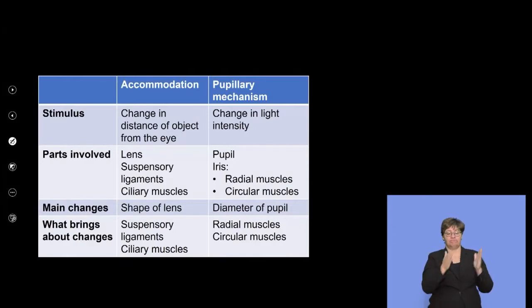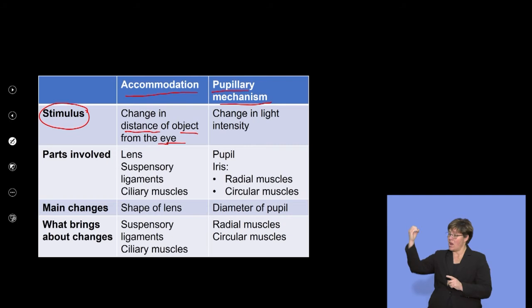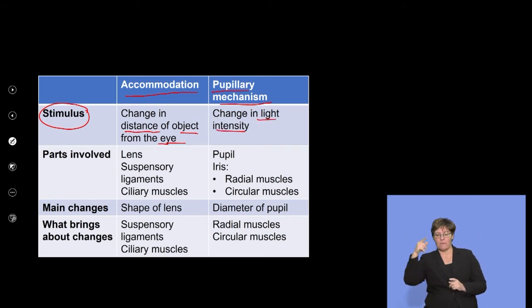Let's go on. Now we found in the previous exams that learners struggle with the difference between accommodation and pupillary mechanism. So maybe this table is a good idea just to remember what the differences are. Firstly, you must always look at the stimulus. For accommodation, it's a change in the distance of the object from the eye, so it's near or far. But for pupillary mechanism, it's all about the light intensity.